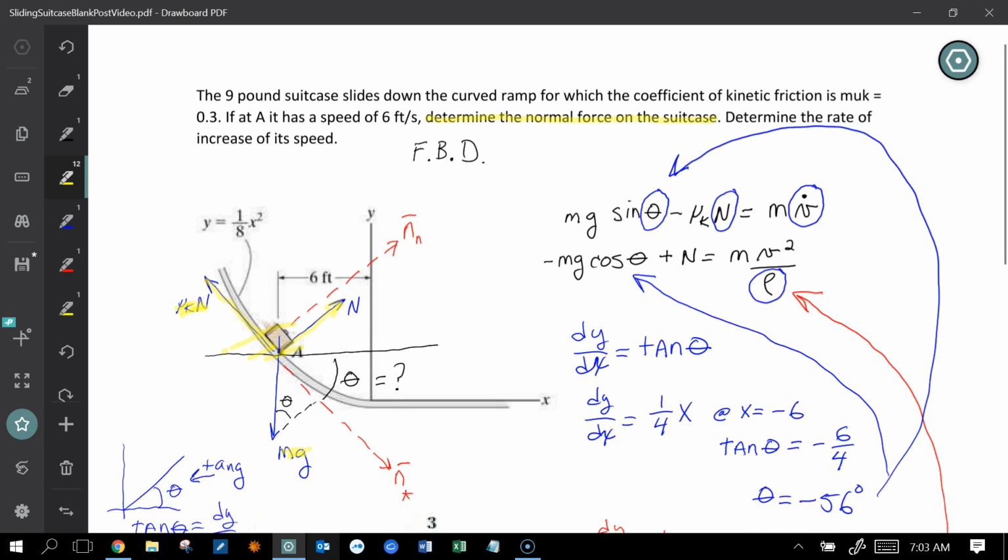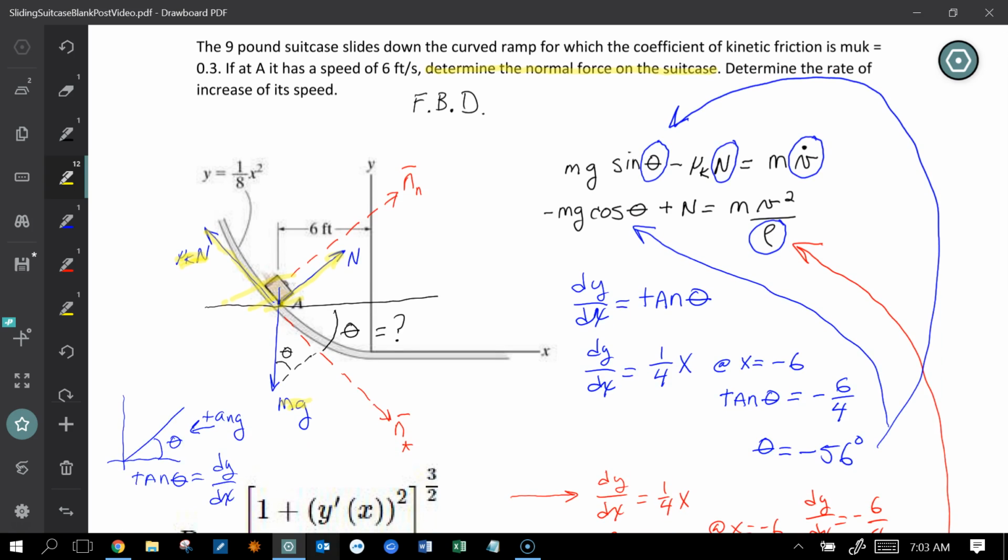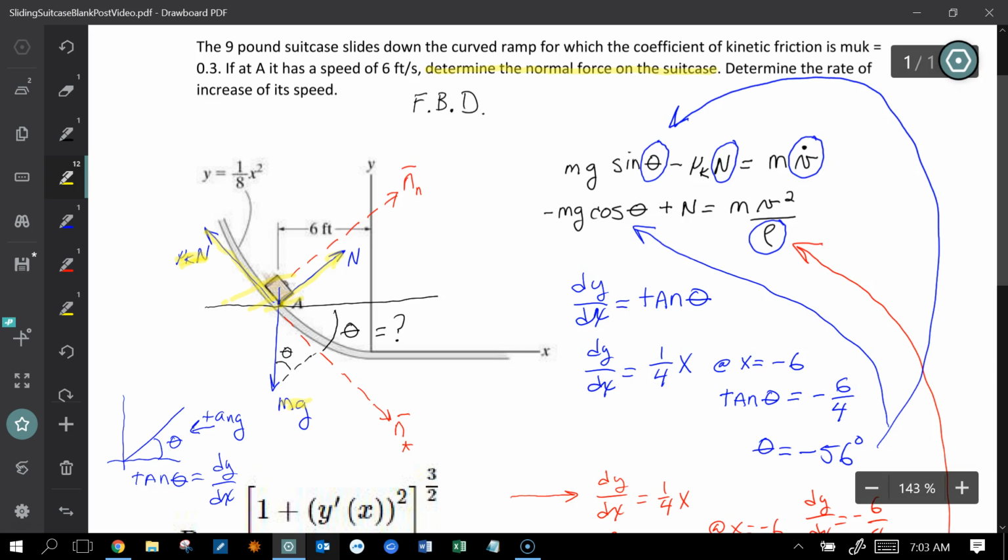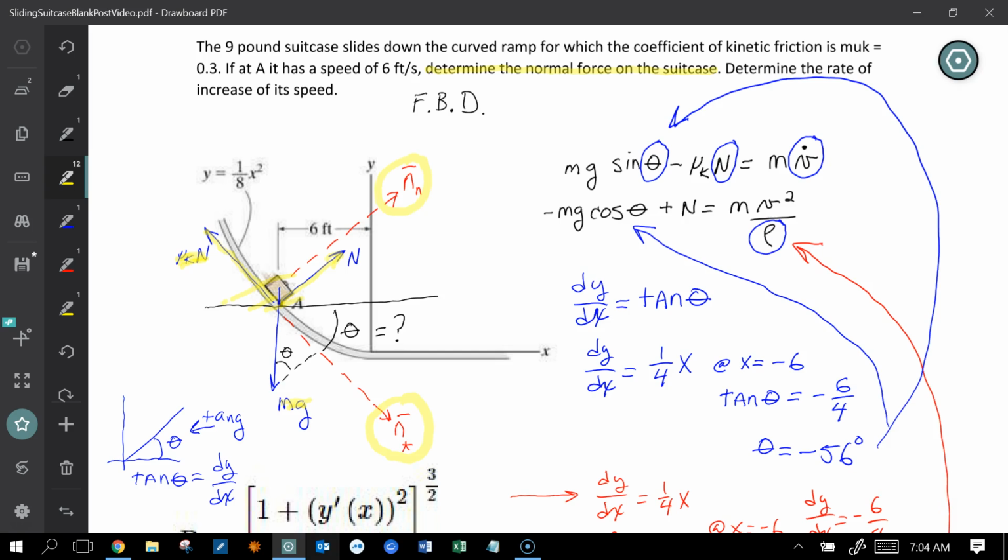So if you're going to sum forces in that direction, the first thing to do is to determine where the two directions are. In this particular case, you find the tangent direction first by drawing a line that is tangent to the path at the point that you're interested in. The arrowhead goes down because the suitcase is moving down and right. That's why the arrowhead is that way. Once you find the tangent direction, then you find the normal. The normal always points inward, so we have the tangent and the normal.